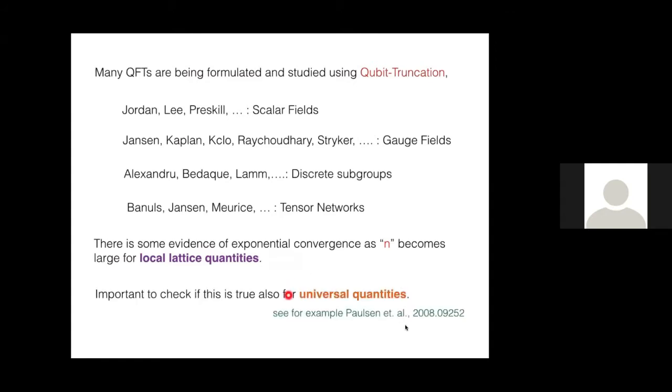However, an important question is to make sure that the universal quantities also obey the right properties. And the recent paper by Paulson et al. actually shows that this truncation might reproduce some good physics in some regime, but not the right physics unless you change the truncation. I found this paper very interesting for thinking about the truncation approach.